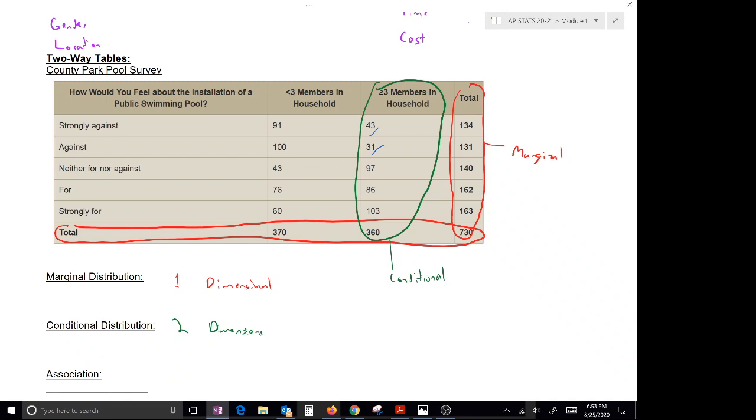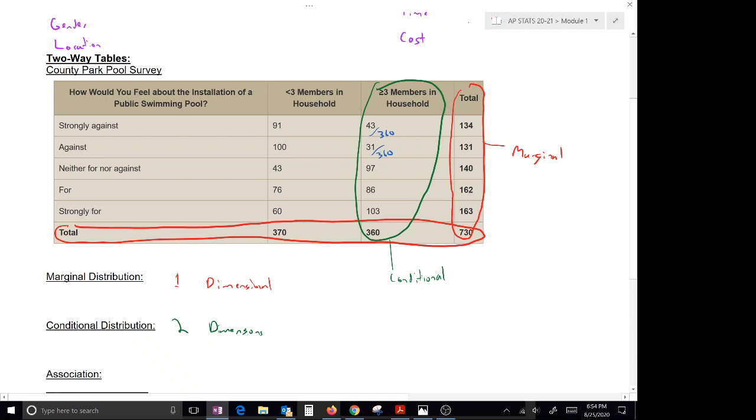So we want to take this 43 and divide it by a total. But which total do we want to look at? Do we want the total on the right, or the total at the bottom? The answer is we want the total at the bottom. We want to know what percentage of total household numbers greater than 3 are either strongly against or against. So we want to put these over 360 here.